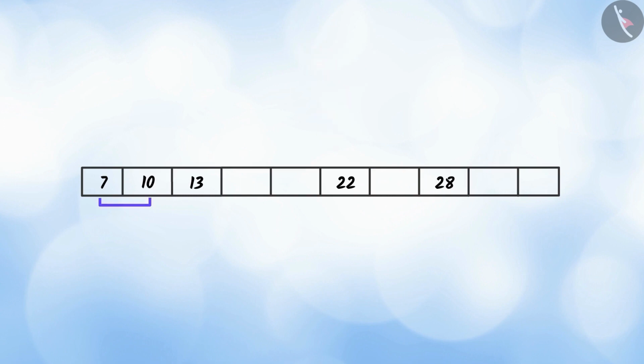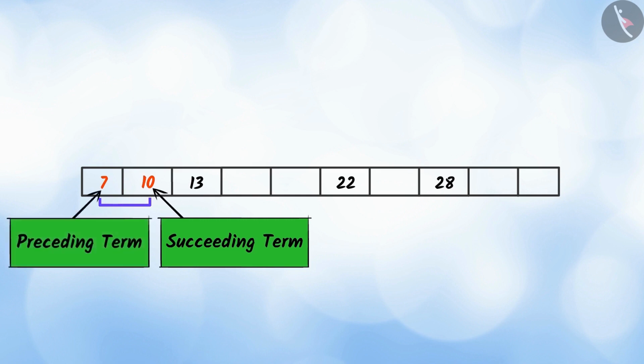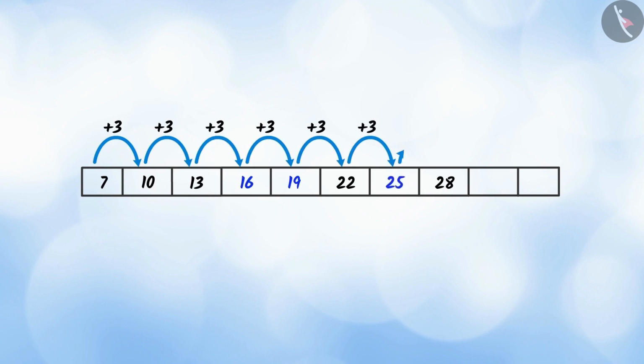If you notice, then you will see that every succeeding term is obtained by adding 3 to its preceding term. If we follow the same pattern or rule, then we can easily fill these blank spaces and complete this number strip or list.